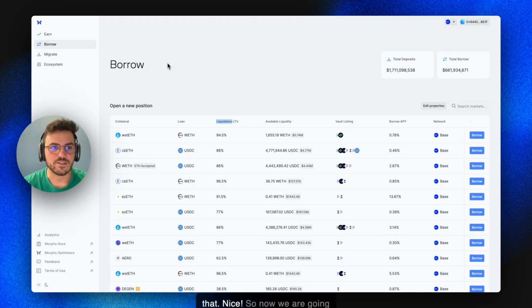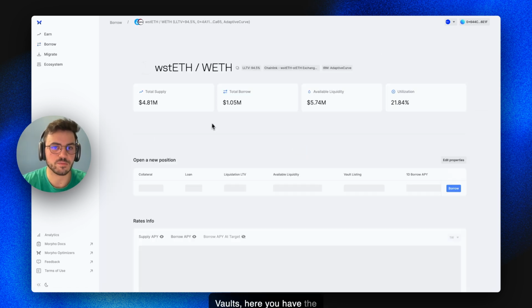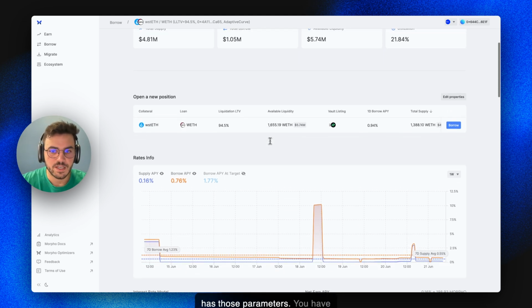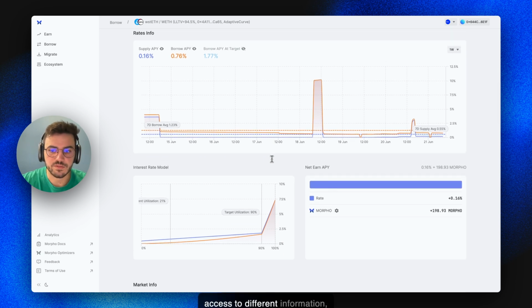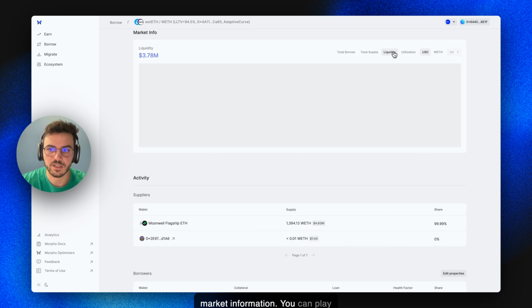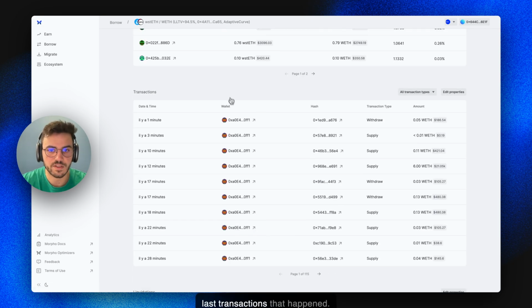Nice. So now we are going to borrow, and I'll show you how to borrow from the Morpho interface. In the same way we had that information about MetaMorpho Vaults, here you have the information about Morpho Blue markets. So on Base, the wrapped stETH market has those parameters. You have access to different information, the interest rate model, the market information, you can play with it. And you have also the history of the borrowers and the last transactions that happened.